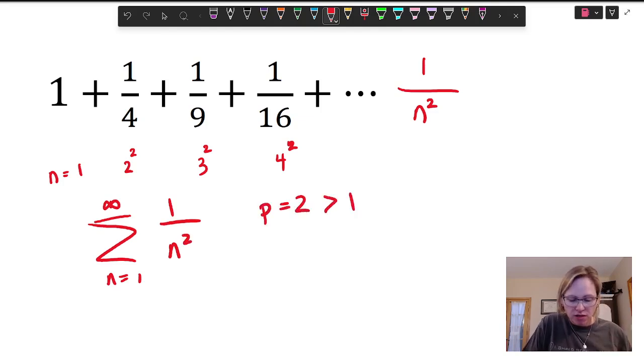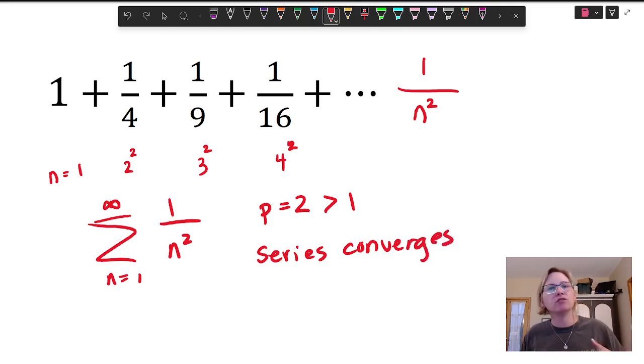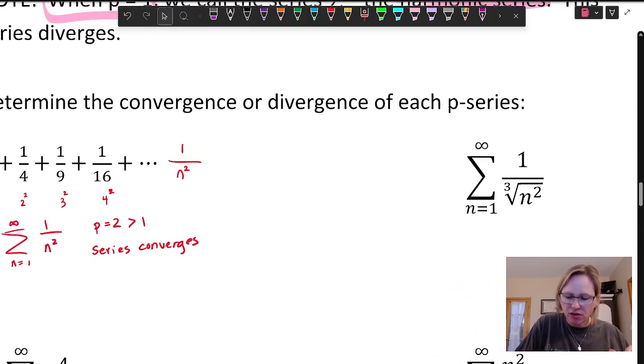It is bigger than 1. The series converges. It's as simple as that. You don't really need to state any conditions other than saying that it's a p-series and identifying what p is. It's a pretty straightforward, very simple, very common test to have to use. So let's take a look over here.